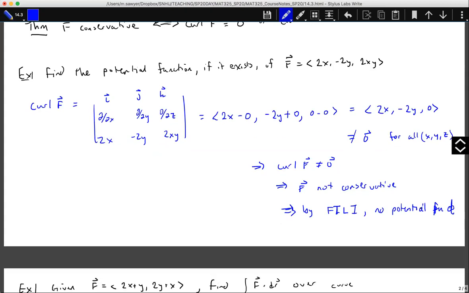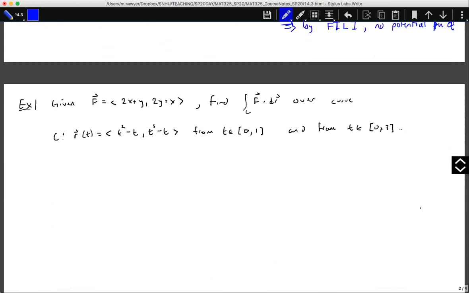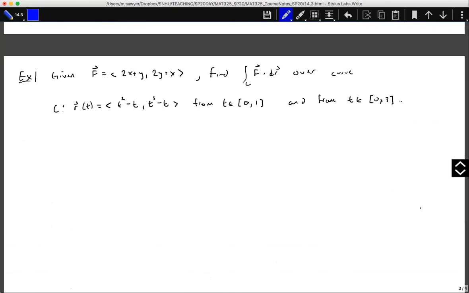So for the next example, let's look at a vector field F where we have 2x plus y, 2y plus x, and we want to find the line integral over the curve C, where C is given by r equals t squared, t cubed, t from t equals 0 to 1, and also separately from t equals 0 to 3. So let's look at this two different ways. Let's look at option 1.